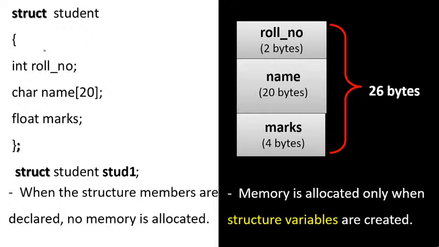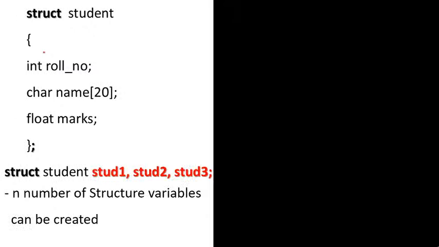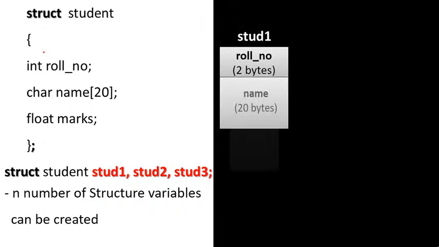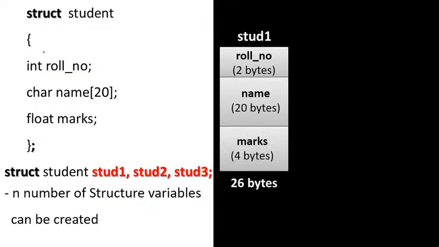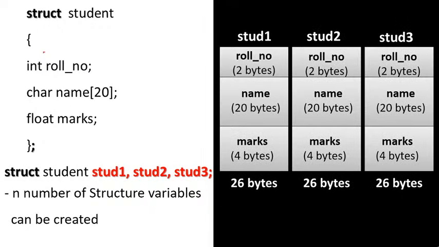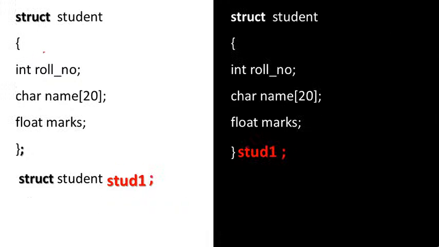So I took 28, but they have taken 2 bytes for roll number, so that's why it is 26. Okay, so whenever a variable is created, that many bytes of memory will be allocated to that particular variable. So I'm creating multiple variables now, stud1, stud2, stud3. So for all these variables, 26 bytes or 28 bytes of memory will be reserved.